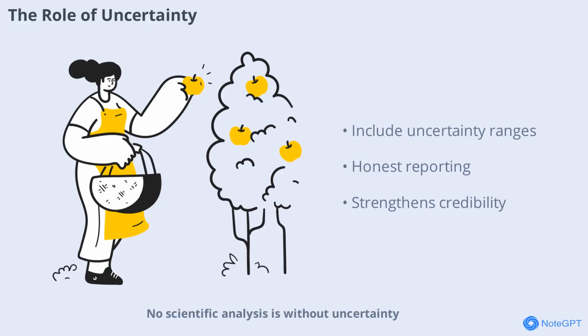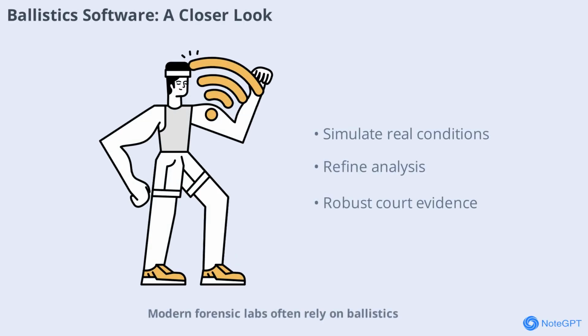No scientific analysis is without uncertainty. Forensic reports always include uncertainty ranges to account for real-world variables. By acknowledging these limitations, experts provide a more honest and accurate picture of what likely happened, strengthening the credibility of their findings. Modern forensic labs often rely on ballistic software to simulate projectile motion under various conditions.